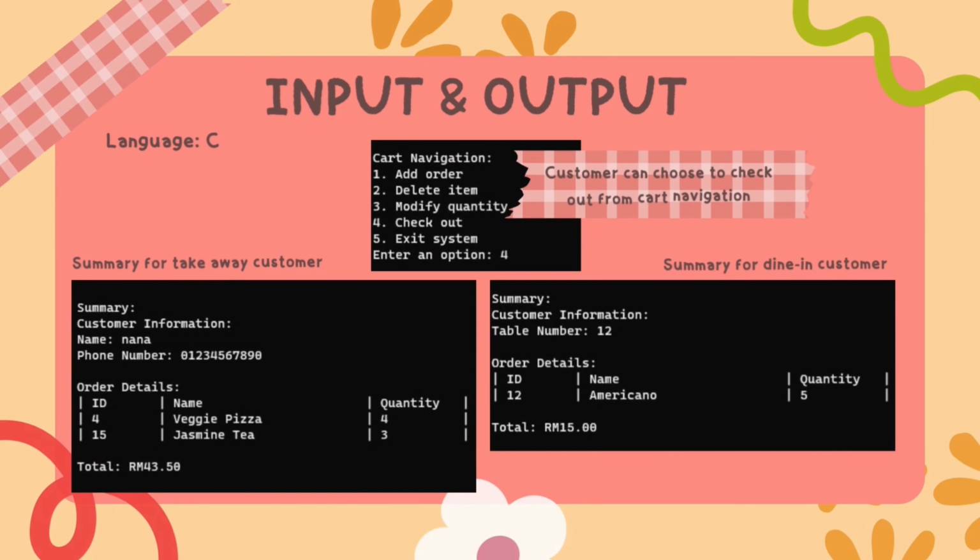After making the order, the customer can choose to check out from the cart navigation by pressing option 4. For customer who wants to take away their order, the system will show the summary of their order by displaying the customer information such as their name and phone number, the order details, as well as the total price for their orders. While for customer who chooses to dine in, the system will show the summary of their order, displaying their table number, the order details, and also the total price for their order.